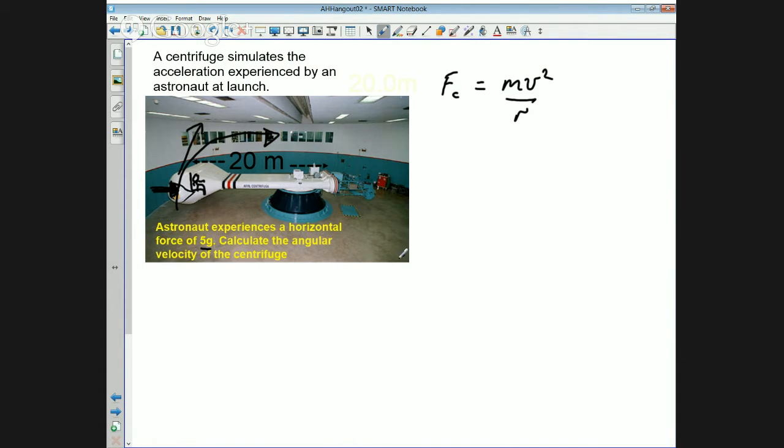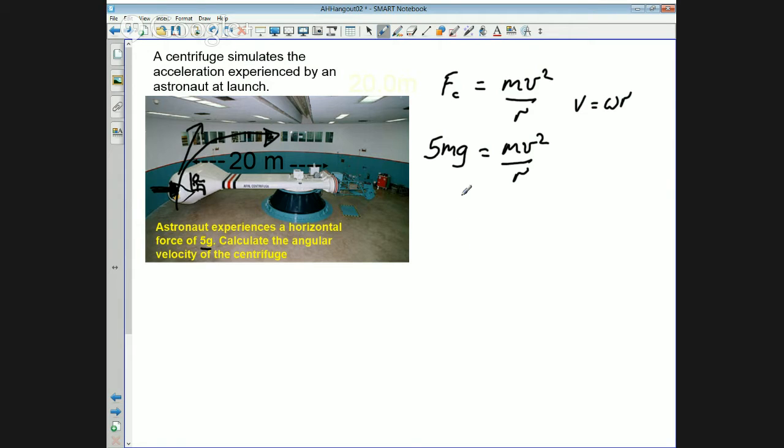And that chair is going to give him a force of 5g. So the force which the astronaut experiences, 5 times his weight, will be 5mg, and that will be equal to mv squared upon r. And we're asked to find the angular velocity, omega, in this particular case. So first of all, we'll try and work out what the tangential velocity is, because we know that the tangential velocity v equals omega r, and if we can find v, it's a simple case of finding omega, the angular velocity. So that's the equation we're going to be dealing with.